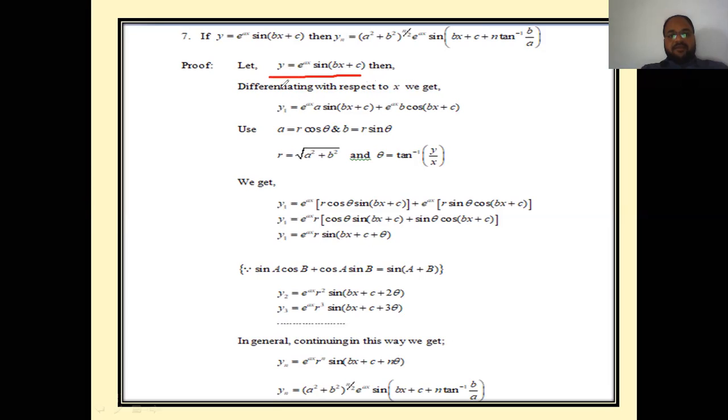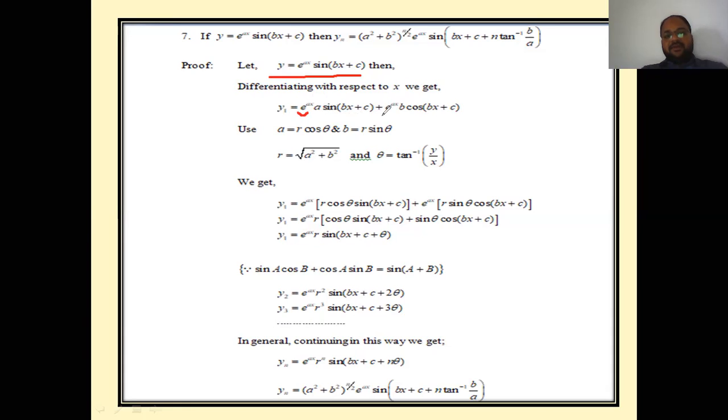So it is simply differentiating with respect to x, we get... Now it is the product of two functions, so we can apply the product rule. What is the product rule? First function keeping as it is, and we take the derivative of the second function. The derivative of the exponential is the exponential, which means we get e raised to power ax into the derivative of this ax, that is a, and the second function sine of bx plus c keeping as it is.